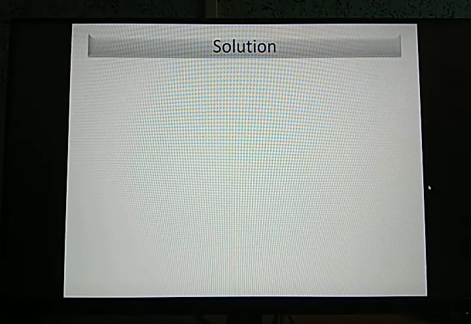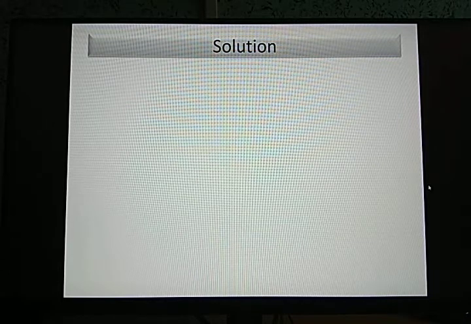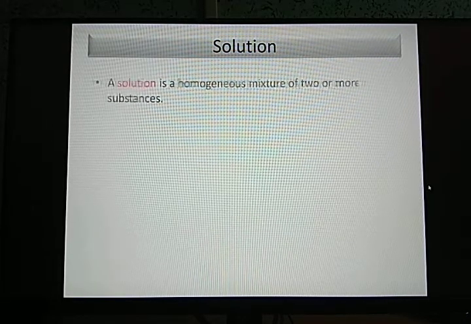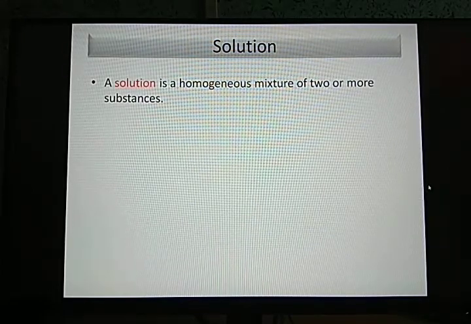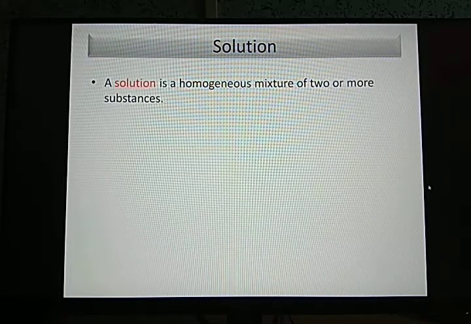So the word solution is somewhat related to mixtures. In fact, it is related to a type of mixture. We have learned about homogeneous mixtures and heterogeneous mixtures, so it is one kind of mixture. A solution is a homogeneous mixture of two or more substances. So we can say that it is a kind of mixture, but it is homogeneous in nature.